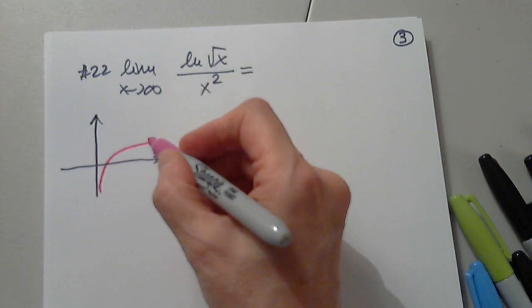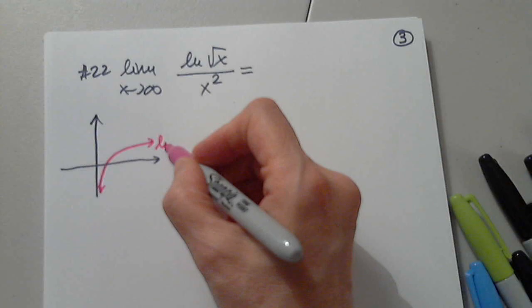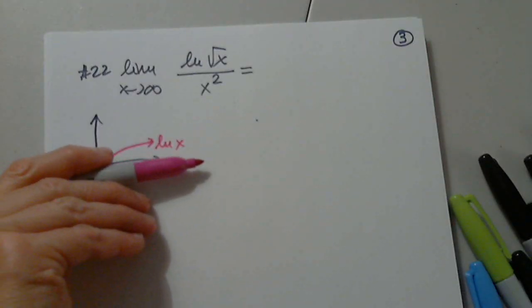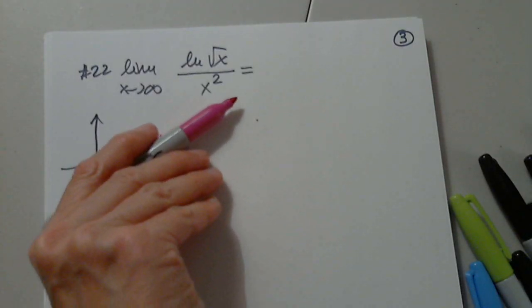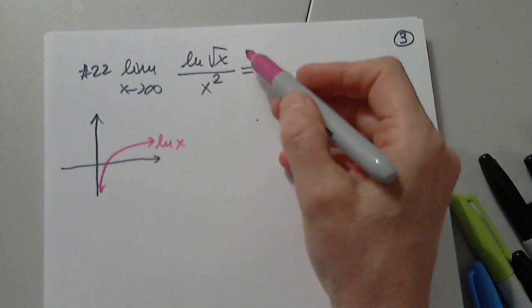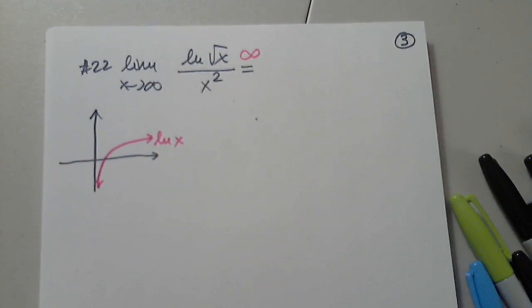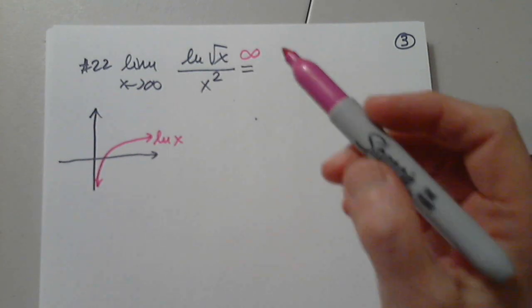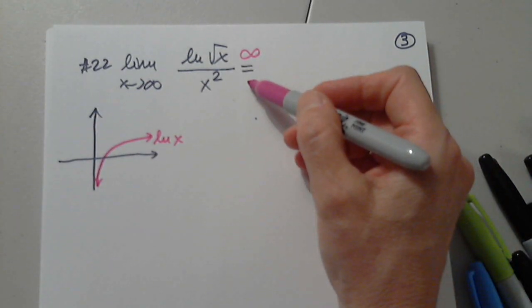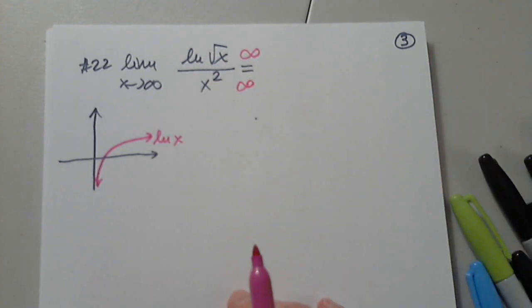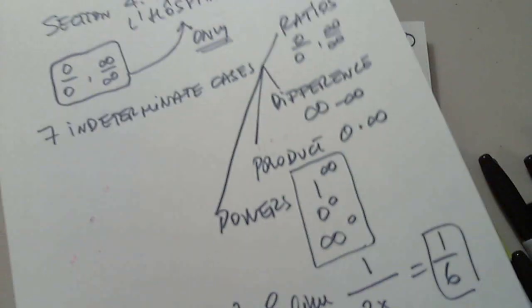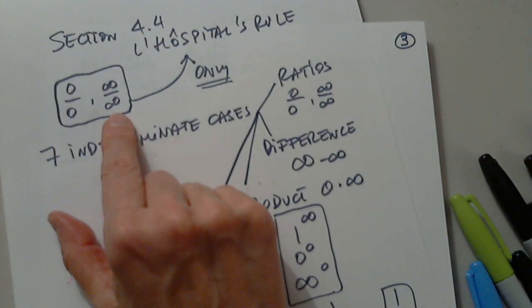This is the graph of natural log. So when x approaches infinity, natural log approaches infinity. Awesome. So the numerator goes to infinity. What about the denominator? Infinity. That's it. Perfect. L'Hopital's rule. L'Hopital's rule, 0 over 0 or infinity over infinity.